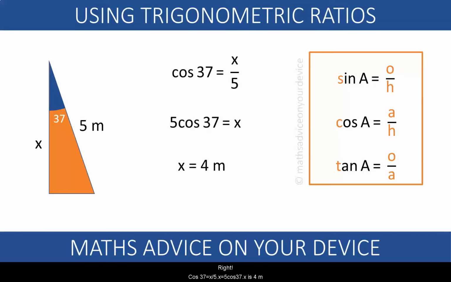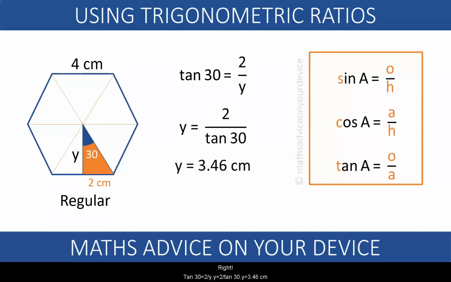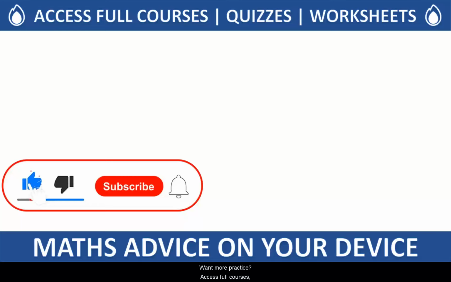Try again. Stop the video here and find the missing length. Right. Tangent of 30 equals 2 over y, so y equals 2 over the tangent of 30. Approximately 3.46 centimeters.